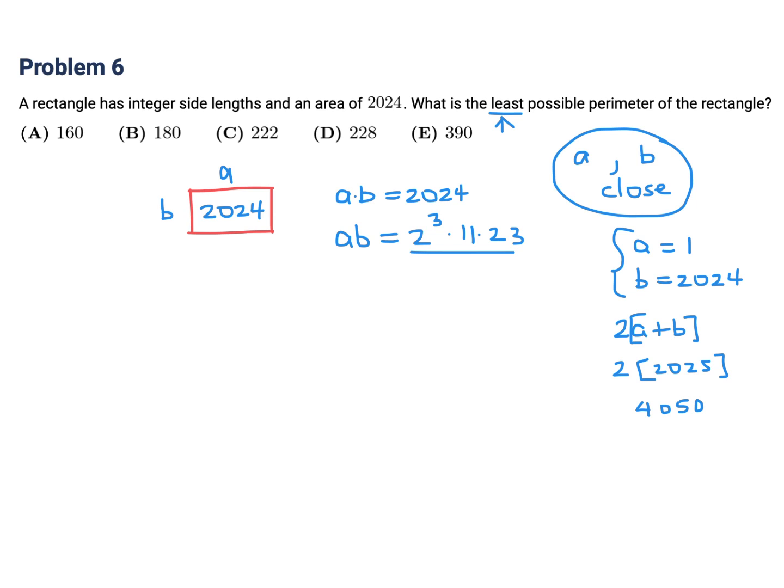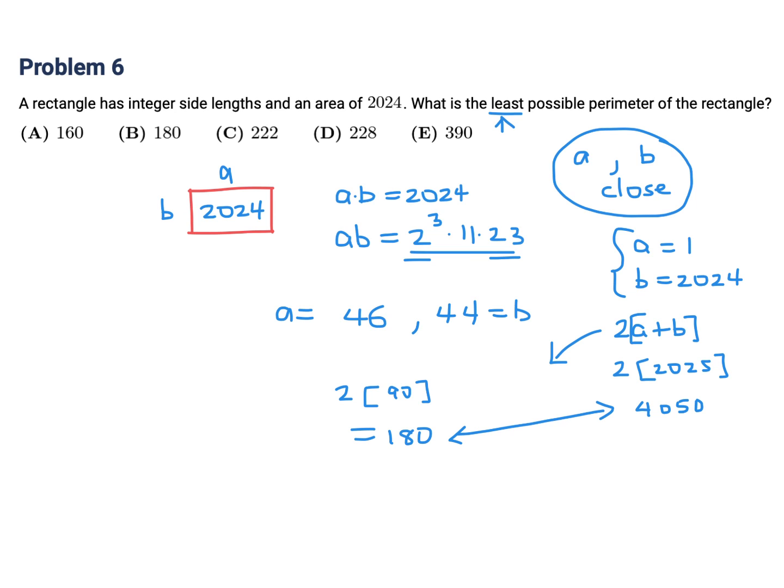So let's see here. You got 23, so if I take the 23 and multiply by 2, that's 46, and that leaves 2 times 2 times 11, which is 44. That's pretty close, actually. I don't think you're going to get anything closer than that. So then therefore this one would give me a perimeter of 2 times A plus B, which would be 90, and that's 180. And as you can see, 180 is significantly less than 4050. So 180 is the answer, and that would be B.